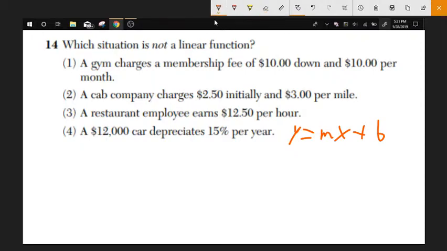The second one now. A cab company charges $2.50 initially and $3 per mile. So there's the word initially. So you're just going to know that's your initial value. So plus $2.50, and then $3 per mile. That's your rate of change. So that's the 3 that's going to be multiplied by the x, equal to your y value. So we know that one's a linear equation, so we're not going to pick that one.